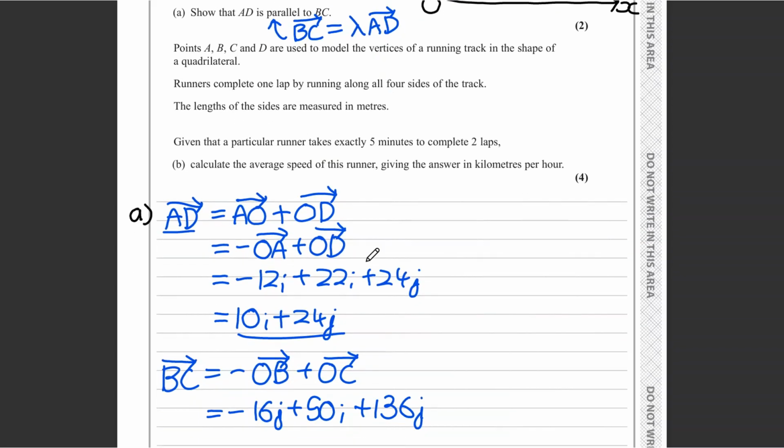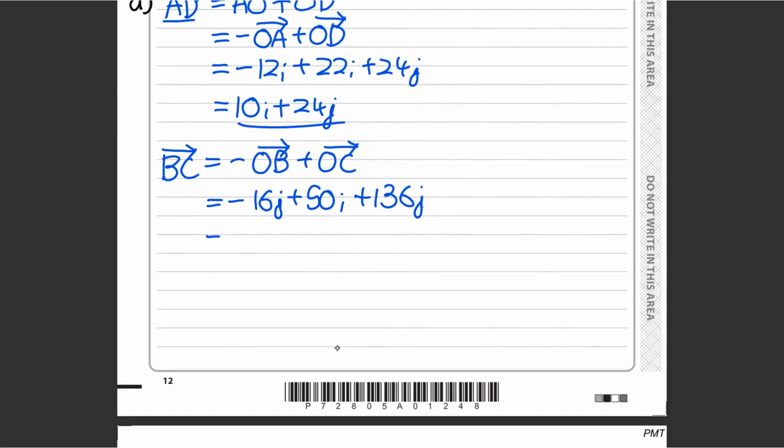And then if we simplify this, it's going to be 50i, and then 136j minus 16j is going to be 120j. So this here is BC.